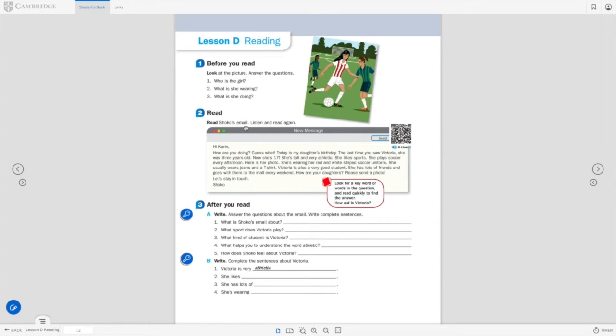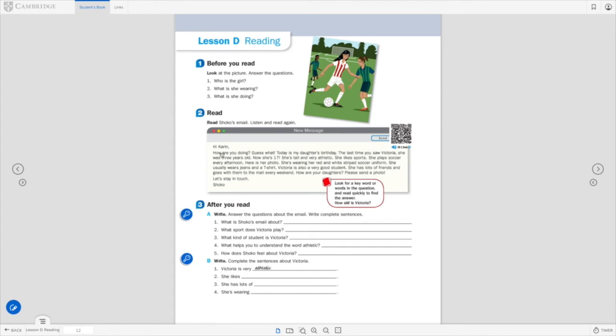The second strategy that I want to give you is to look for key words. Key words are important words that are in questions that come after the reading that will give you more information. So if you look, look for a key word in the question. How old is Victoria? So the key word here is old.